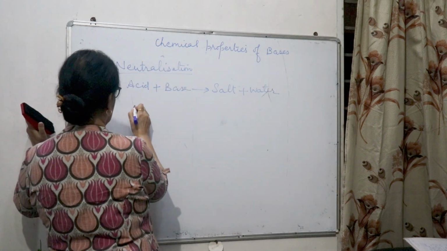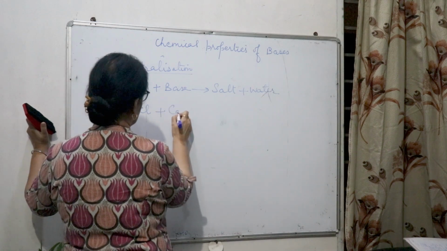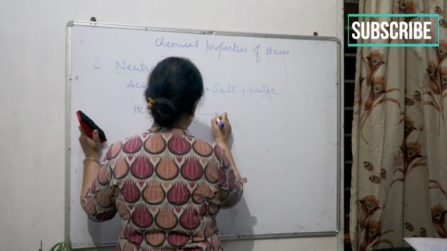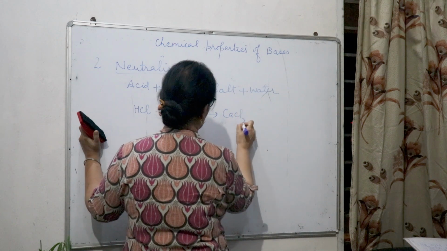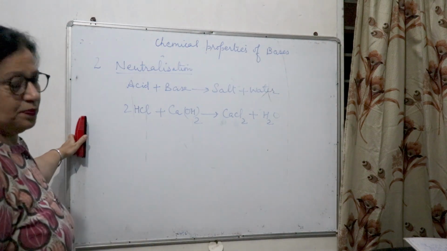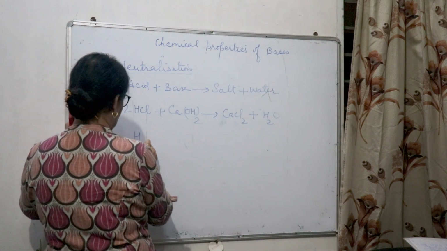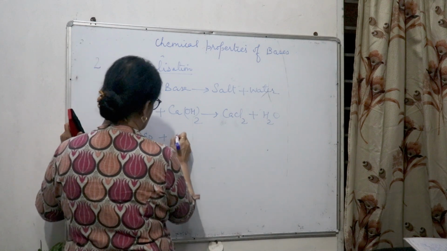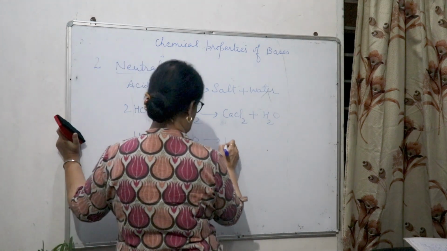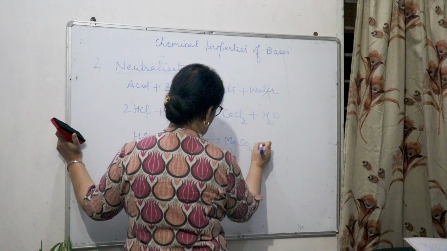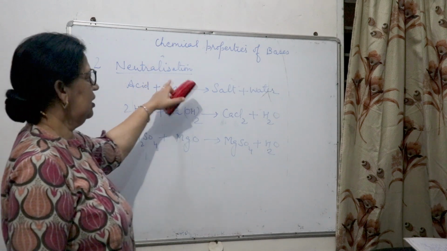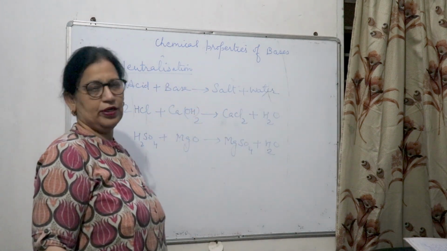So acid HCl, base Ca(OH)2, gives salt, that is CaCl2 plus water. H2SO4 plus MgO, it is a base, gives MgSO4 plus water. This is neutralization, when acid reacts with the base to form salt and water only.